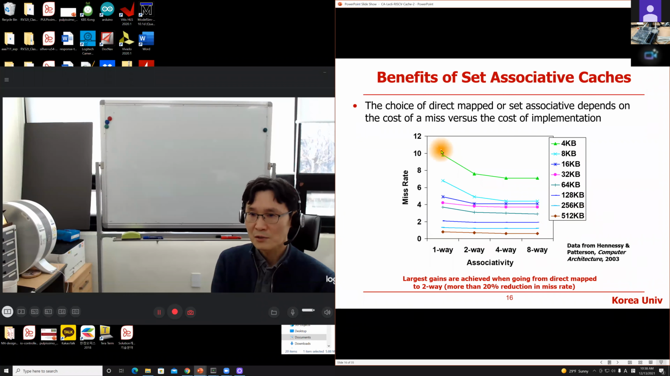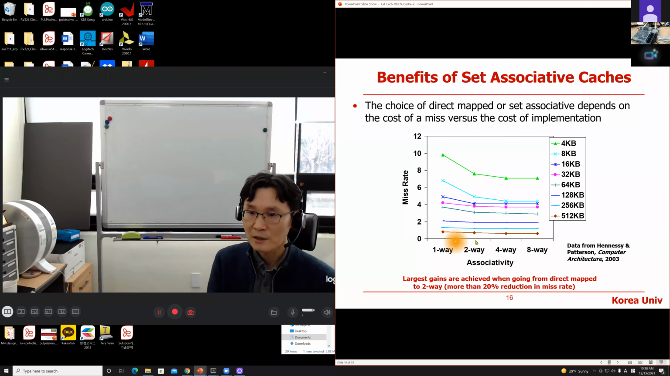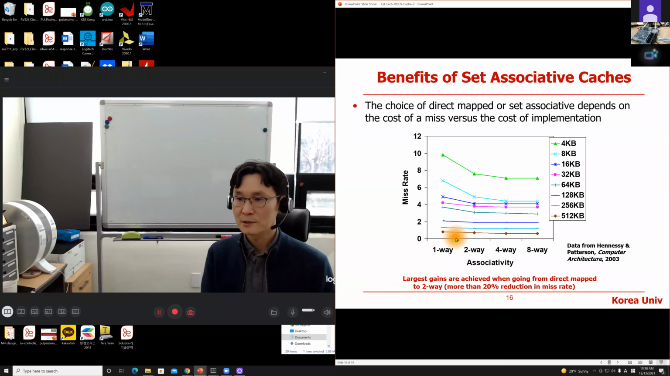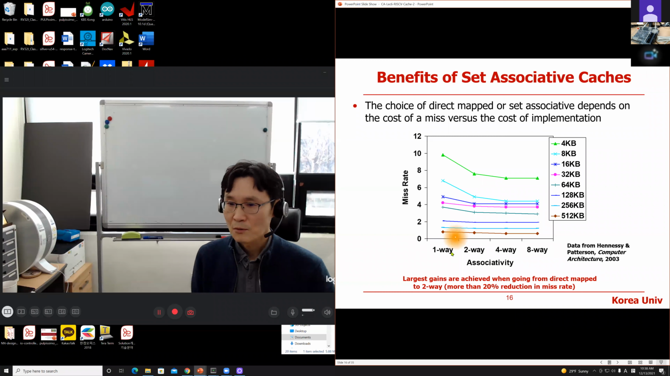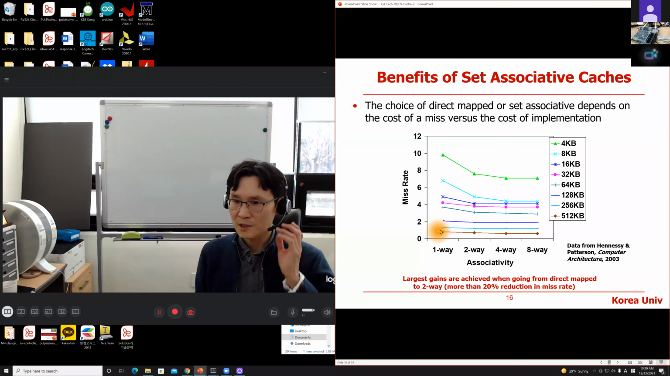So as you increase associativity from direct-mapped cache to two-way, four-way, eight-way, the miss rate tends to go down. So here 10% miss rate, here 8% miss rate for the 4-kilobyte cache, here a little bit better. So brown, the largest gain can be achieved from direct-mapped cache to two-way set associative.